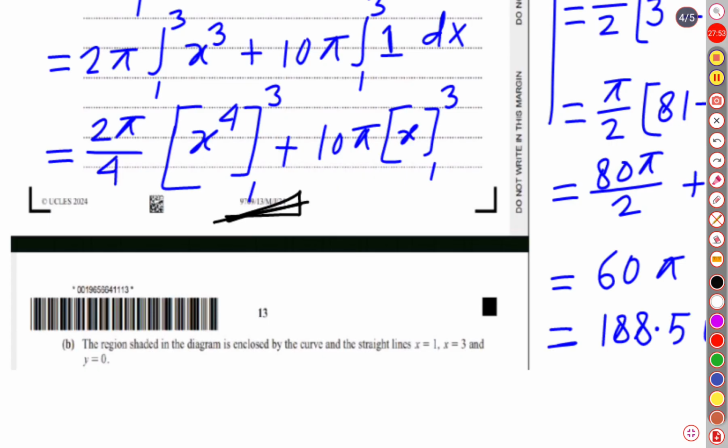B says the region shaded. Here is the question. You can see the region shaded. The region shaded in the diagram is enclosed by the curve as well as the straight lines x equal to 1 and x equal to 3 and y equal to 0. That means whenever the question asks for finding the area, they told us to find the area.